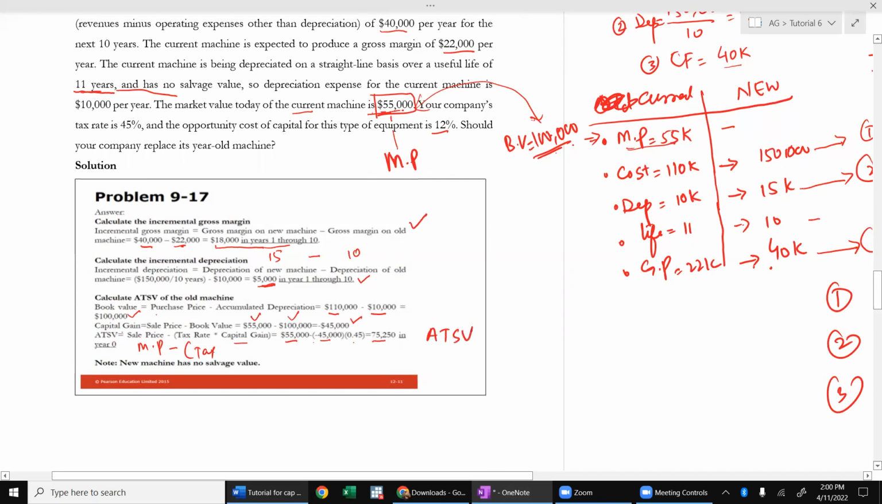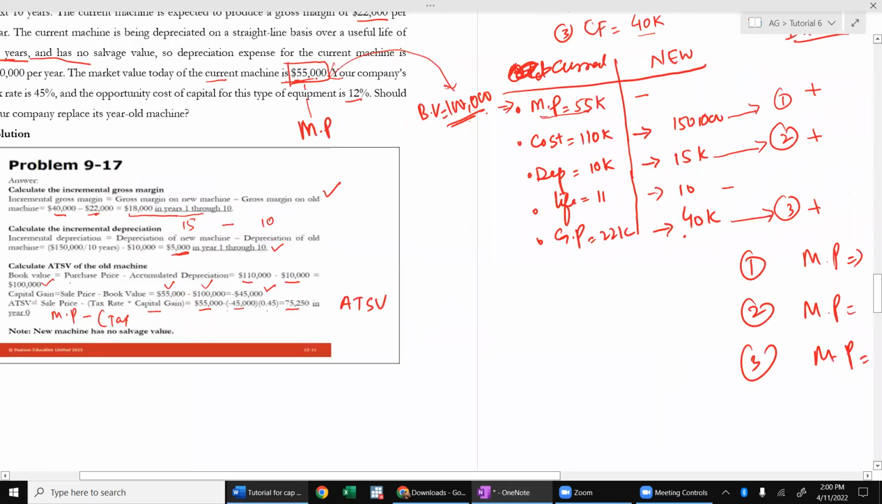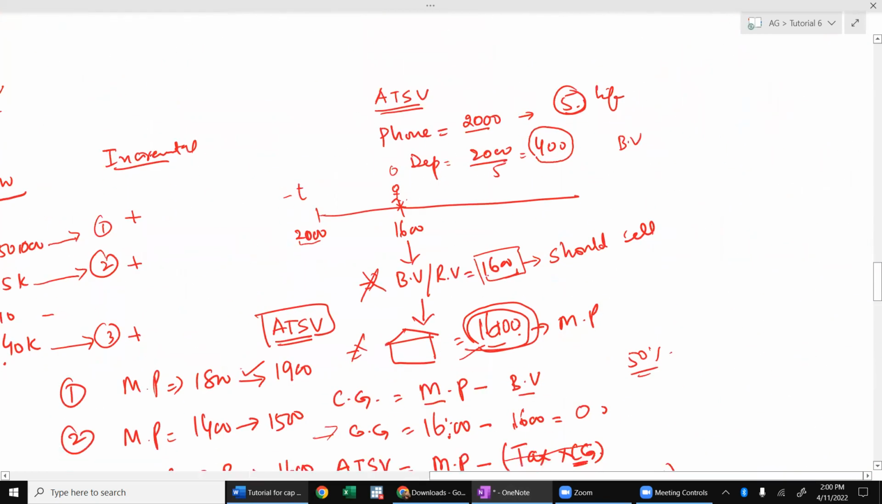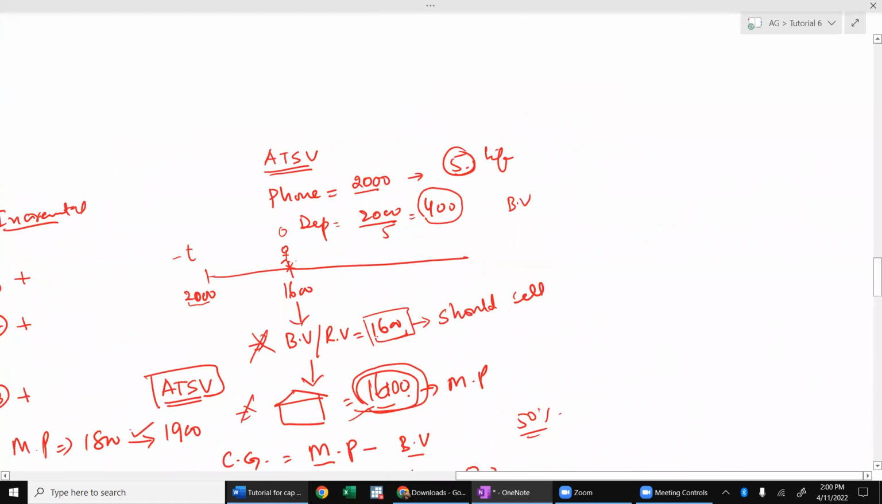So why do we need to calculate that? Because in the start, if I use the situation of a phone, I had bought it for 2,000 and now I can sell it for, let's say, 1,800.